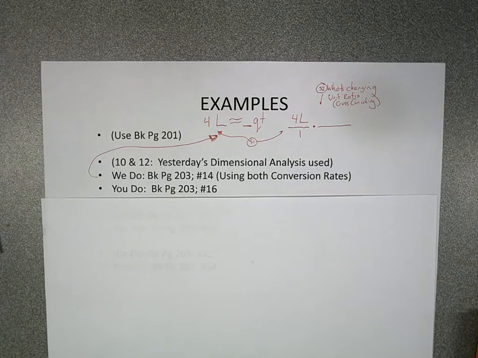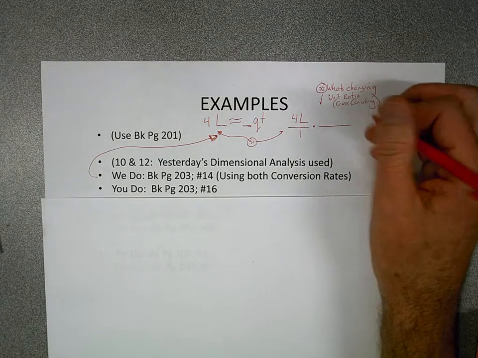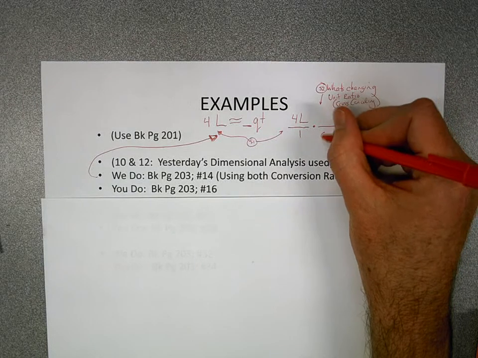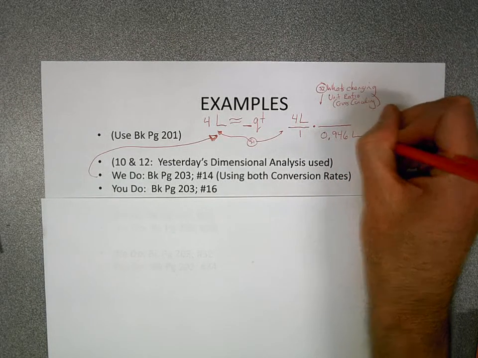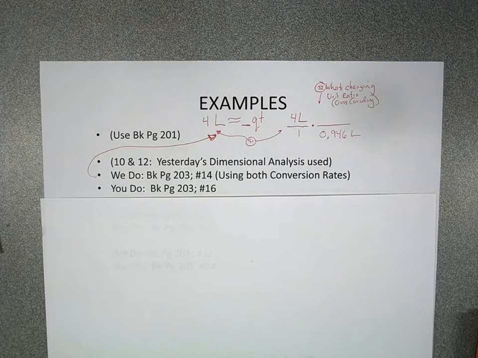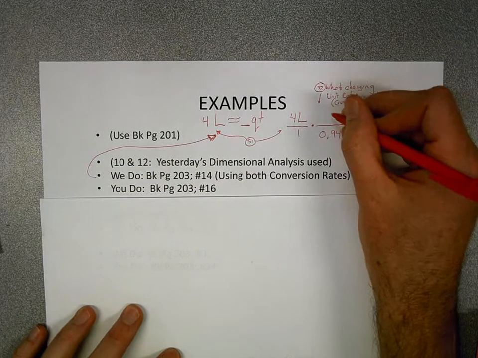If you take a look where it says customary to metric, third one down, it says 1 quart is similar to 946 thousandths of a liter. So I'm going to go ahead and write that down. Now I want to put liters on the bottom. So 0.946 liters. On the top, 1 quart.